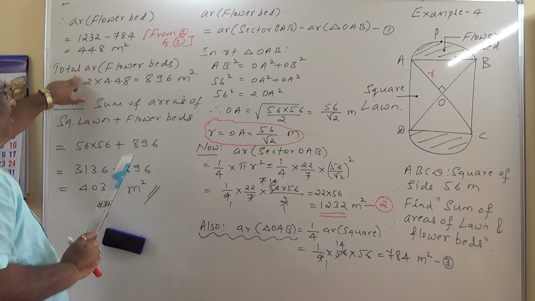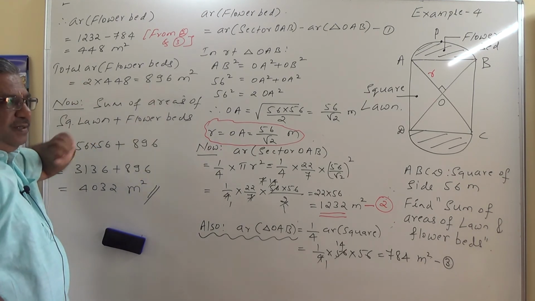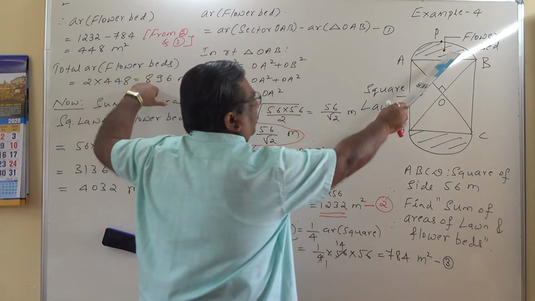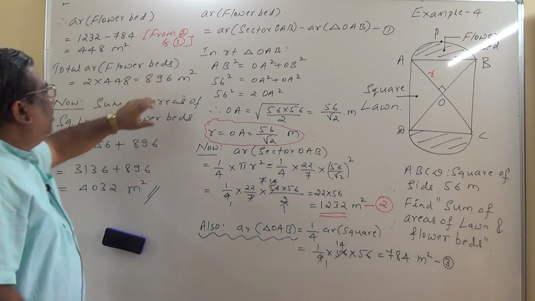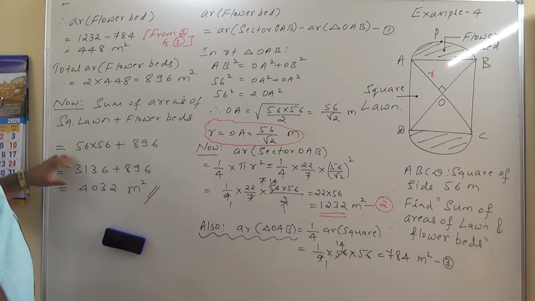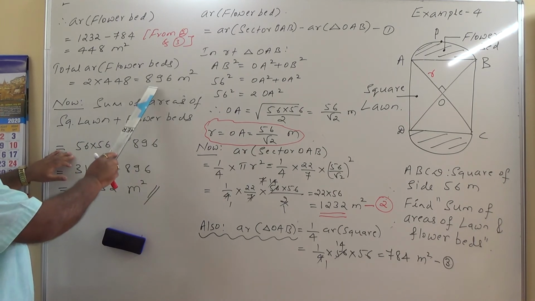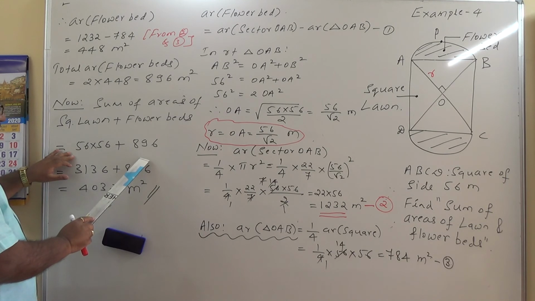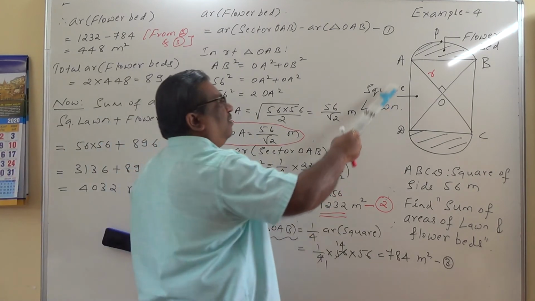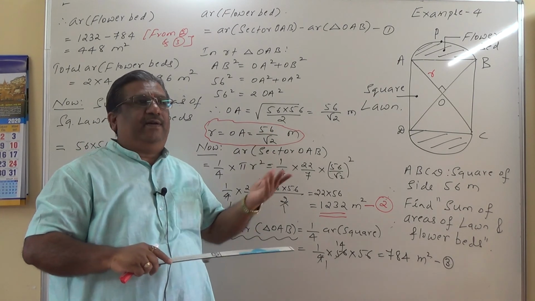But there are 2 flower beds, hence the total area of flower beds is 2 into 448, 896 square meters. Up till this it is very clear to you. So 896 square meters is the area of these 2 flower beds. Now in order to get the sum of areas of the square lawn plus flower beds, we'll get the area of the square lawn as 56 into 56 plus 896 is the area of flower beds. So if you work out, 4032 square meters is the total area of this entire geometrical figure, which is the area of the square lawn plus area of the flower beds.